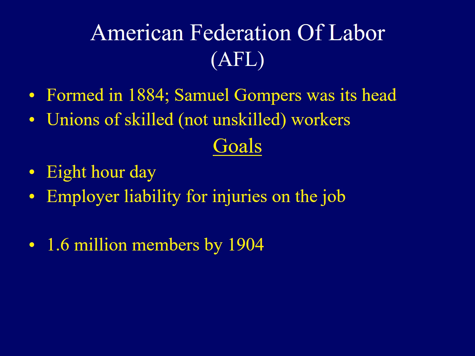While membership in the Knights of Labor waned by the late 1880s, a more focused union, the American Federation of Labor, was able to be more successful. This was formed in 1884 with Samuel Gompers as its head. Instead of being open to all workers, this was a union of skilled workers. They had similar goals to the Knights of Labor, but with a little bit different focus.